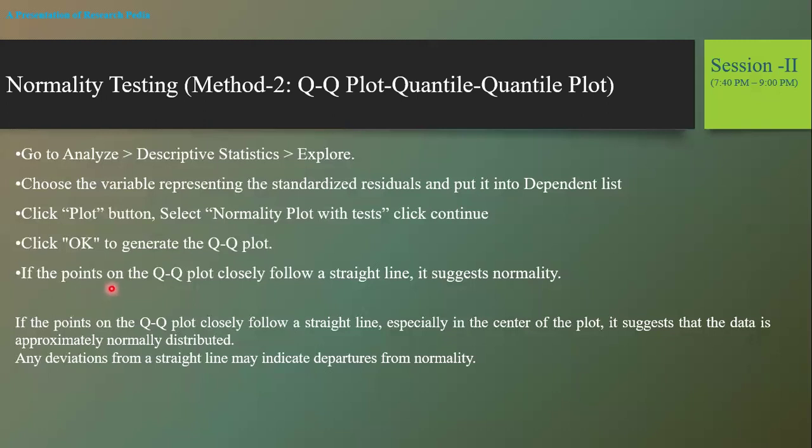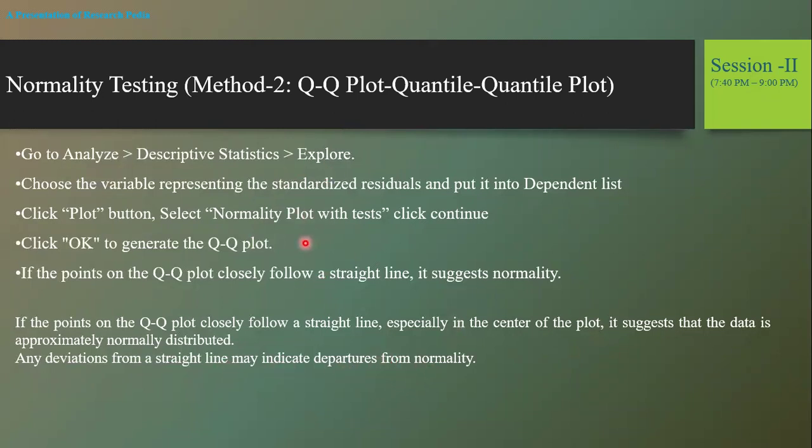If the points on the QQ plot closely follow a straight line, it means if the points are on the straight line, it suggests normality. But if the points are away from the straight line, you can consider that your data is not normal. If the points on the QQ plot closely follow a straight line, especially in the center of the plot, it suggests that the data is approximately normally distributed. Any deviation from the straight line may indicate departure from normality.